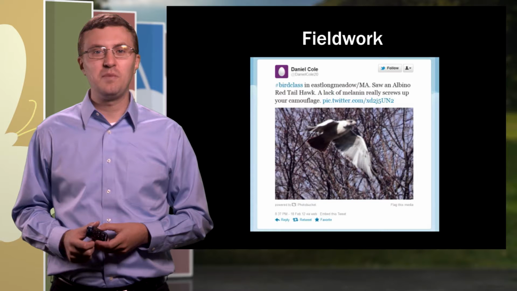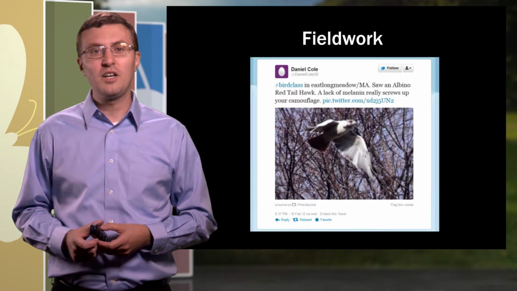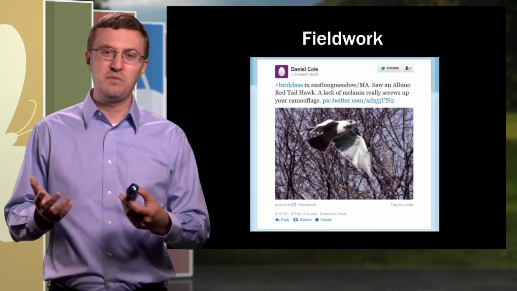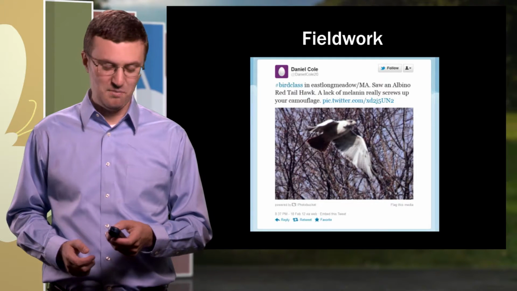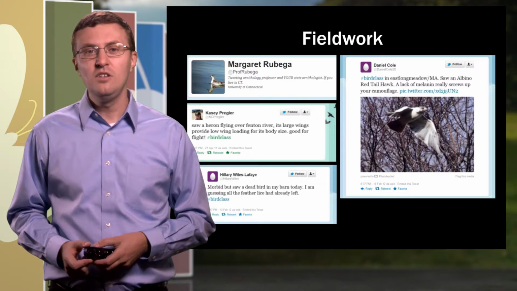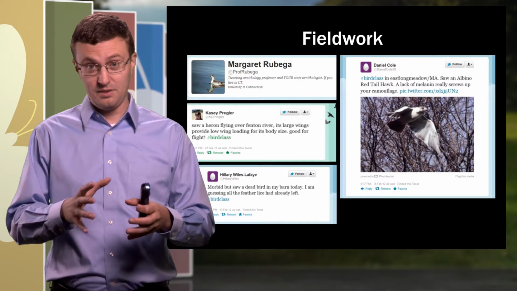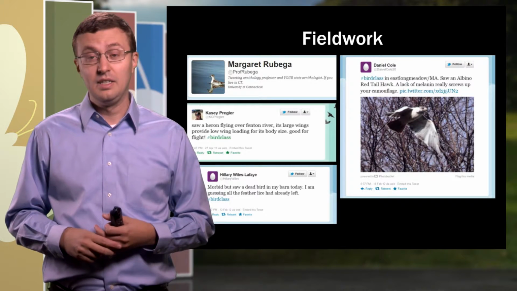And then here's just a spectacular one from a student named Daniel. He's in East Longmeadow, Massachusetts. He writes, "Saw an albino red-tailed hawk. Lack of melanin really screws up your camouflage." And he actually managed to get a photo of this bird. Pretty amazing stuff. So again, the goal is for students to kind of transfer what they're learning inside of class to outside of class contexts.